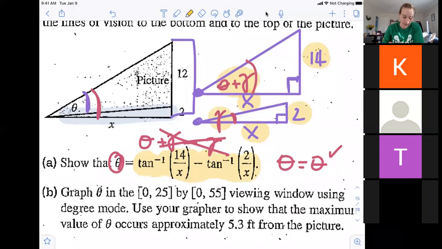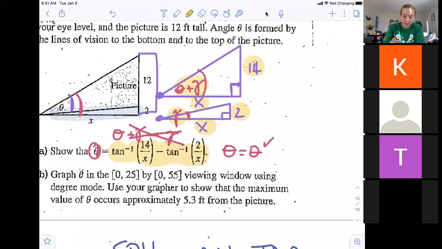We just had to prove why it worked. And now we're going to prove that the maximum value of theta is approximately 5.3 feet away from the picture. So we're going to graph this in our calculator. It does say to use degree mode, and we're just confirming that the maximum of this graph is going to be at 5.3. Okay, let's do that.